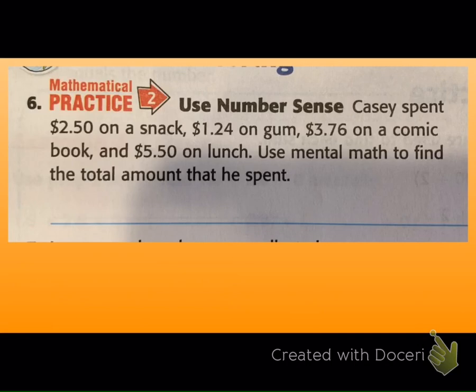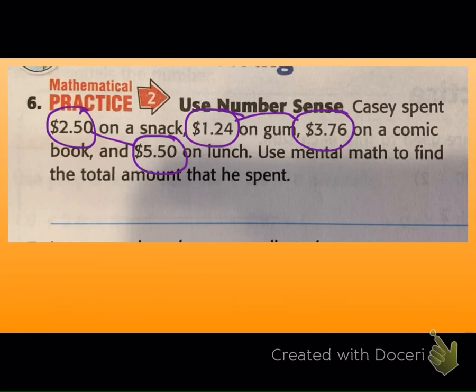Okay, so Casey spent $2.50 on a snack, $1.24 on gum, $3.76 on a comic book, and $5.50 on lunch. Use mental math to solve it. Well, I automatically look at these two. I look and see how these two numbers need to be matched up, because I know 24 and 76, that's $1. And I see here how I got a 50 and a 50. So I want to match those up as well.